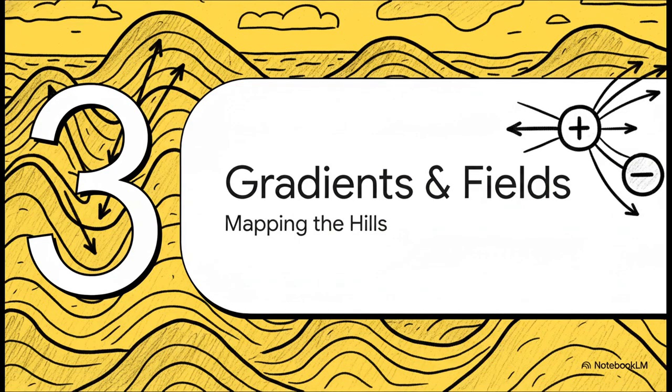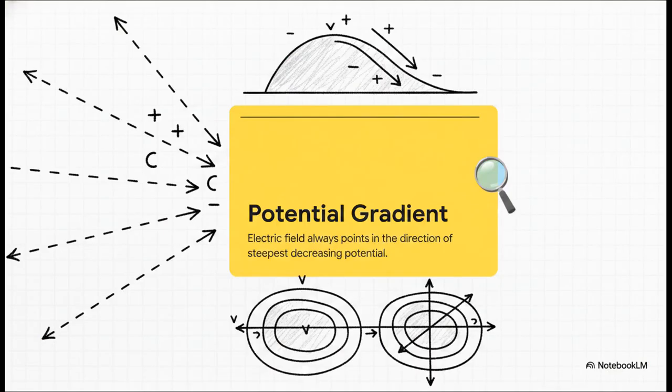All right, Section 3, potential gradient and fields. Let's map out those invisible hills and valleys. Take a look at the potential gradient equation because it tells a really fascinating story. E equals negative dV over dr. See that negative sign? It's incredibly critical. It essentially proves that as you walk along the exact direction of the electric field, your potential value is continuously dropping.